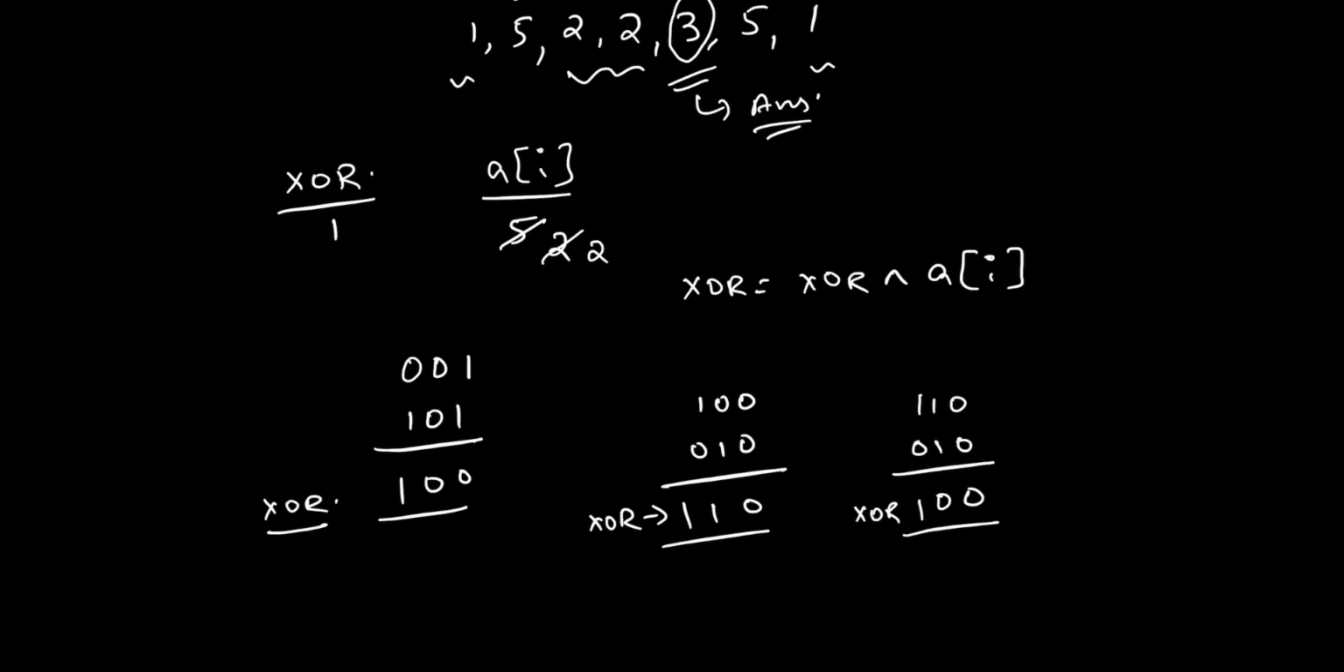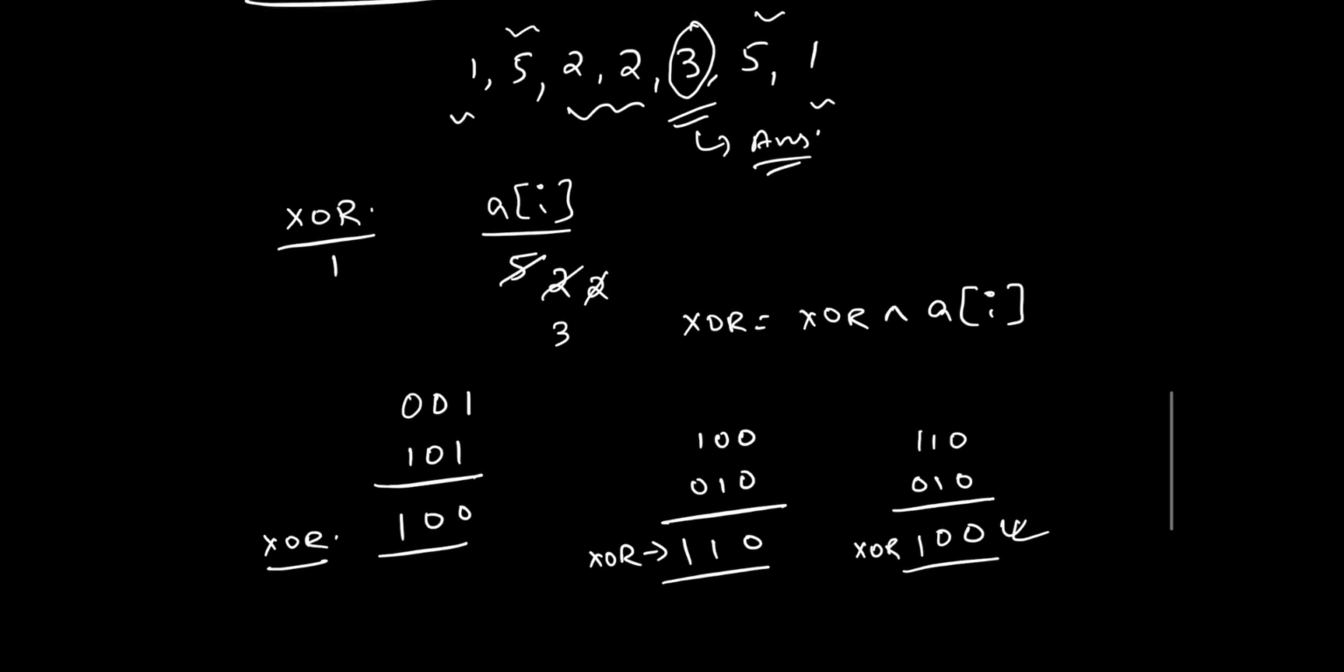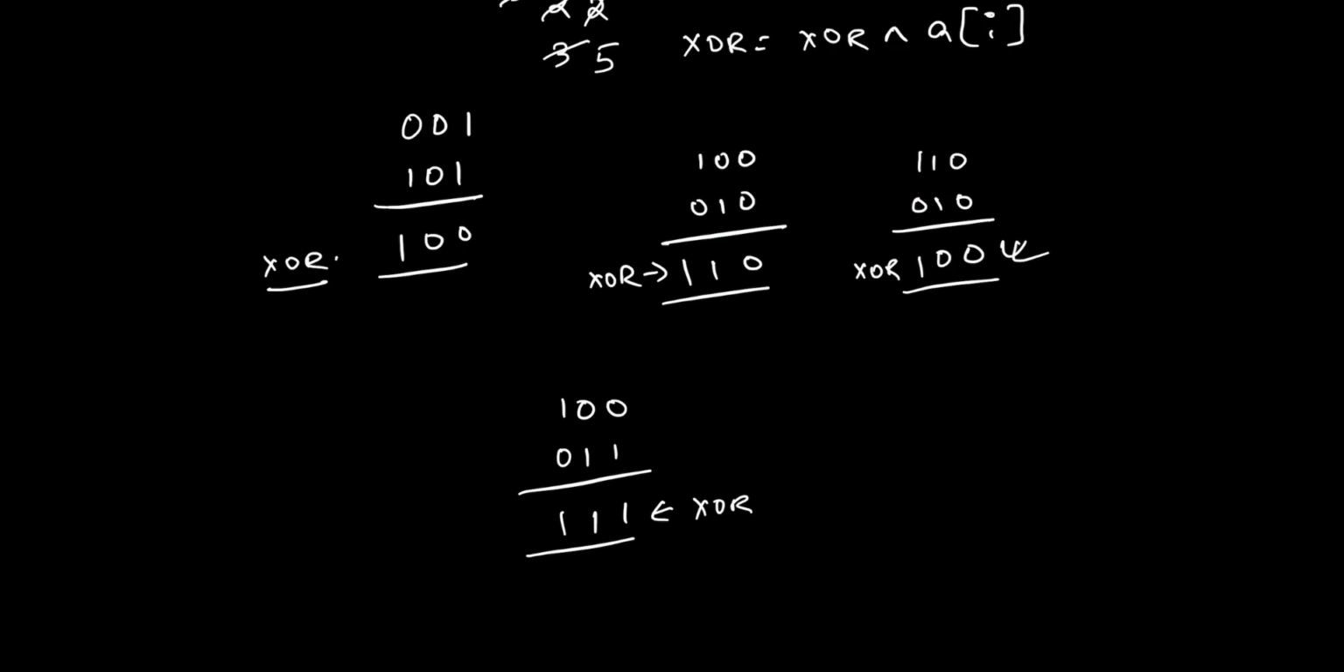That gives 100. What is my next element? The next element is 3. So 100, and what is the binary of 3? 011. We do a XOR: 0 XOR 1 is 1, 0 XOR 1 is 1, 1 XOR 1 is 1? This is my new XOR now, 111. What is my next element? It is 5, correct? So my XOR is 111, and the element 5 is 101. Do a XOR: 1 XOR 1 is 0, 1 XOR 0 is 1, 1 XOR 1 is 0. So this is my XOR, 010.